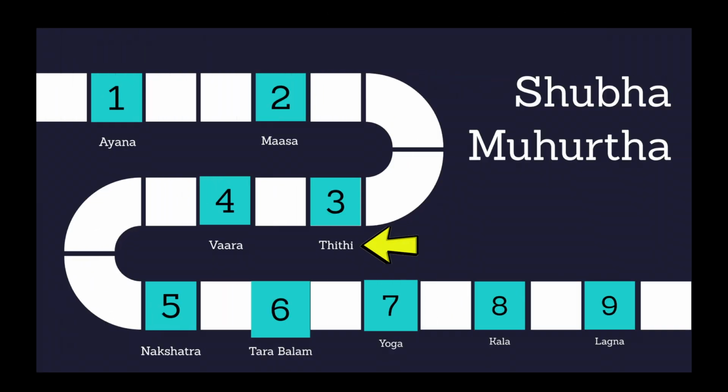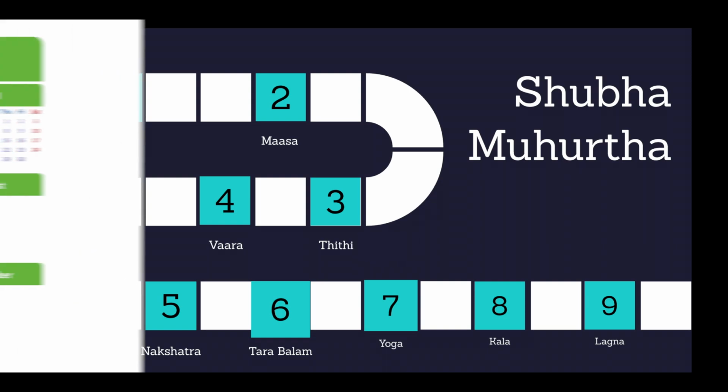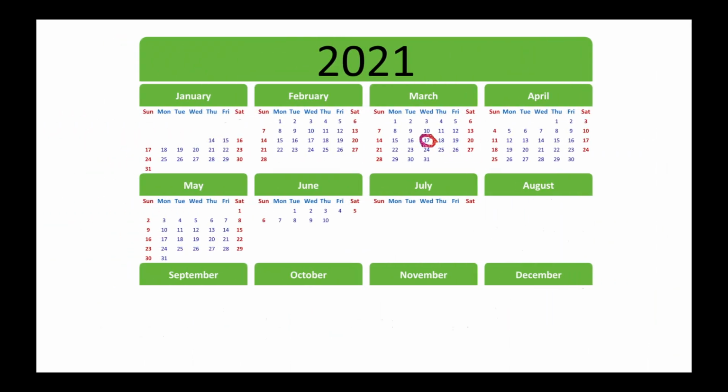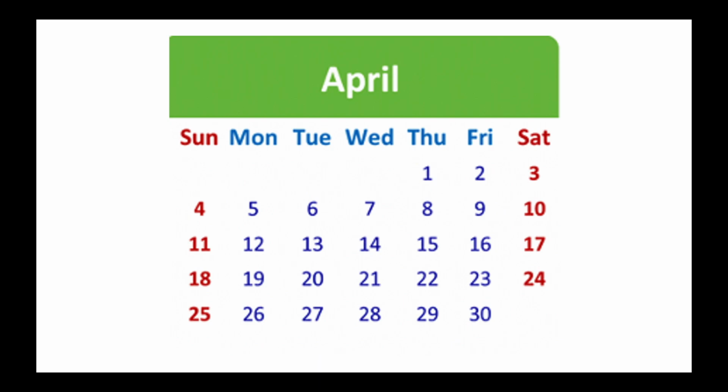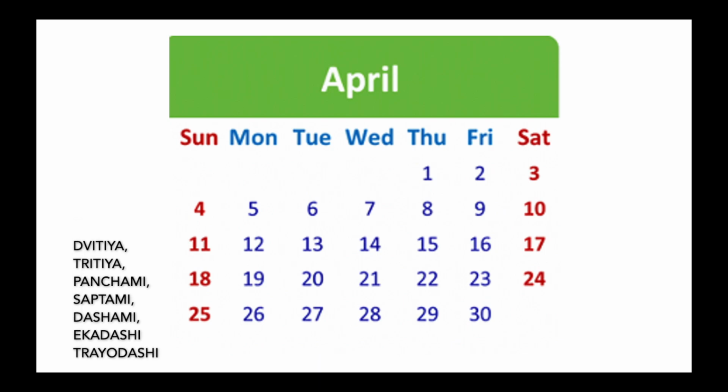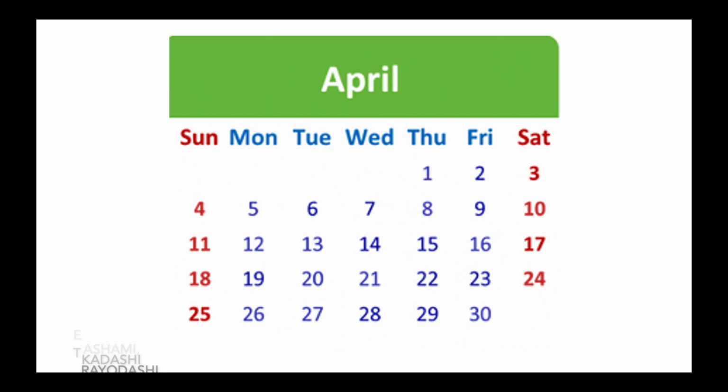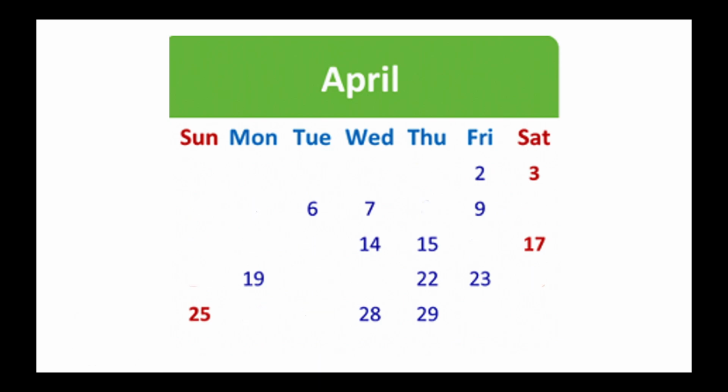zero in on the auspicious Tithis in the selected month. Here I am selecting the English calendar for people who are not very comfortable with Panchangam yet. I selected April. Let's see the favorable Tithis in this month and narrow down only those Tithis. Dvitiya, Tritiya, Panchami, Saptami, Dashami, Ekadashi and Trayodashi are auspicious Tithis for important events. Hence, these are the dates in April that match with the favorable Tithis.